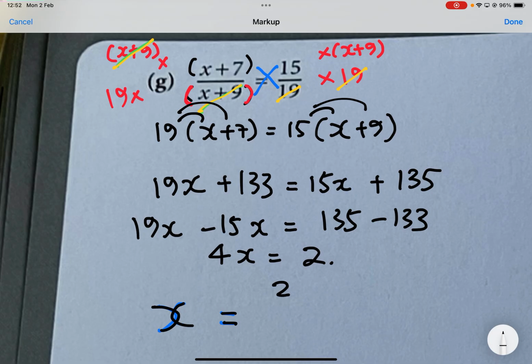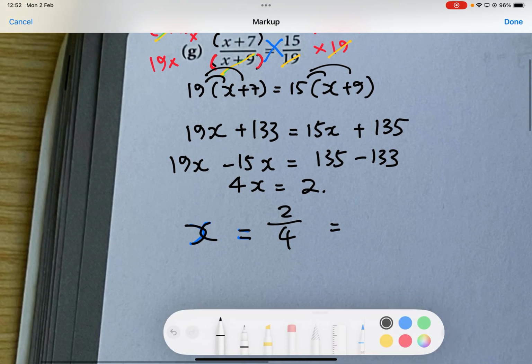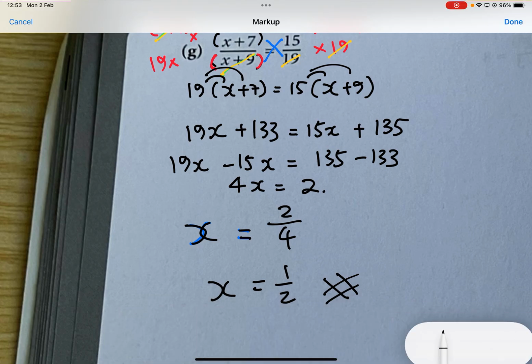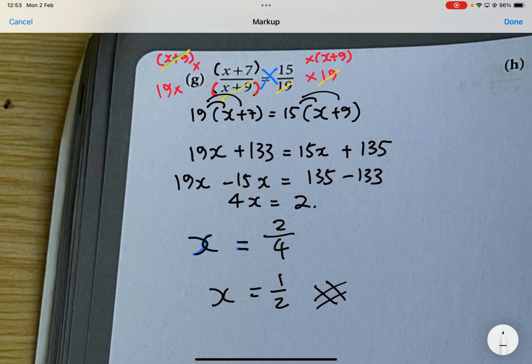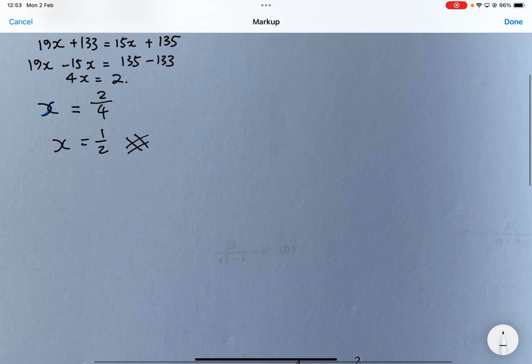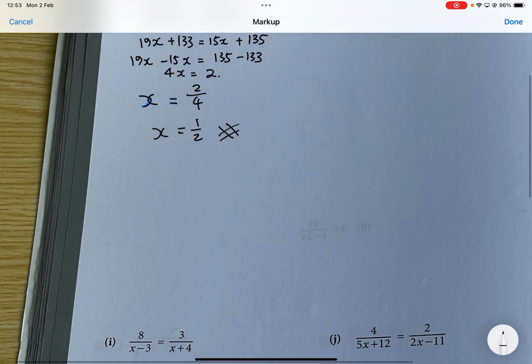Okay? Answer 0.5. Very good. Leave it as a fraction, even better. Just write half. Okay? We do one more. The rest is also your homework. Class end.